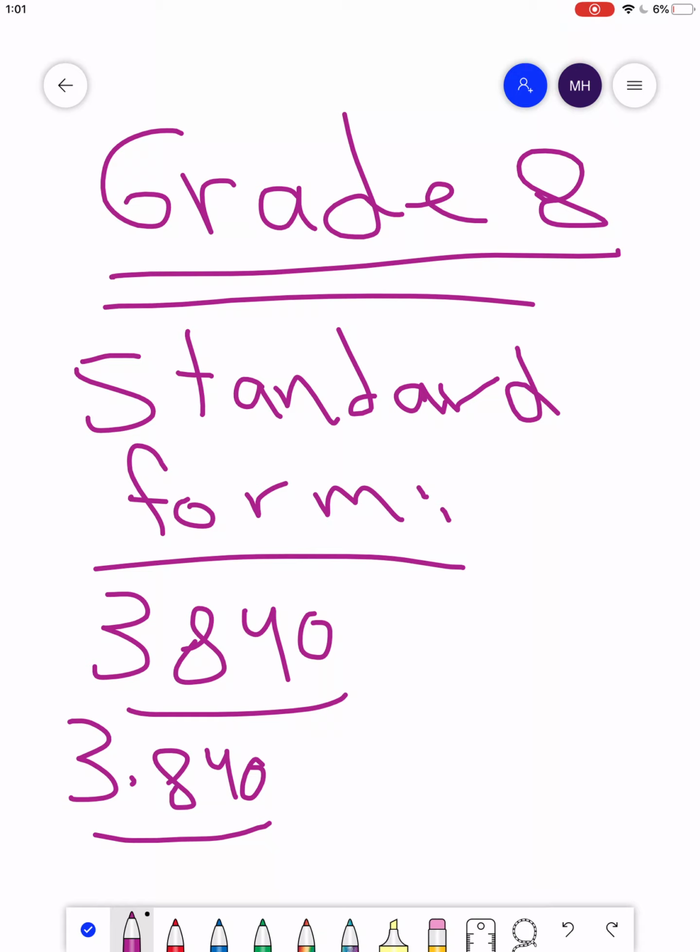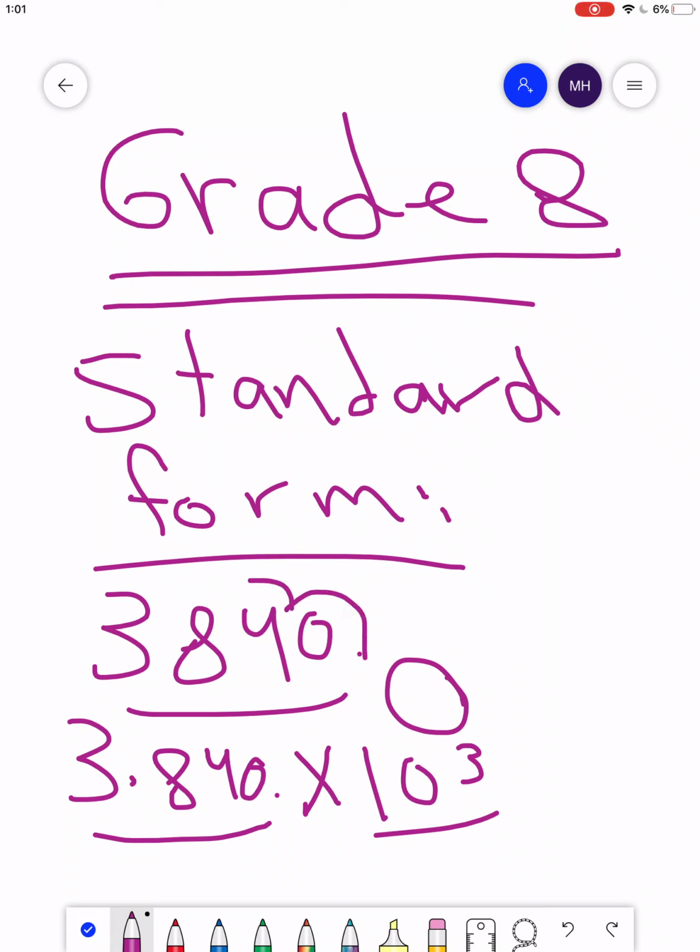Then I decide what power of 10 to multiply by the number to bring it back to the correct size. So I multiply by 10 power what? Here we move the point 3 digits, so I multiply by 10 power 3. Here the point was here, I move it 1, 2, 3. So it becomes 10 power 3.